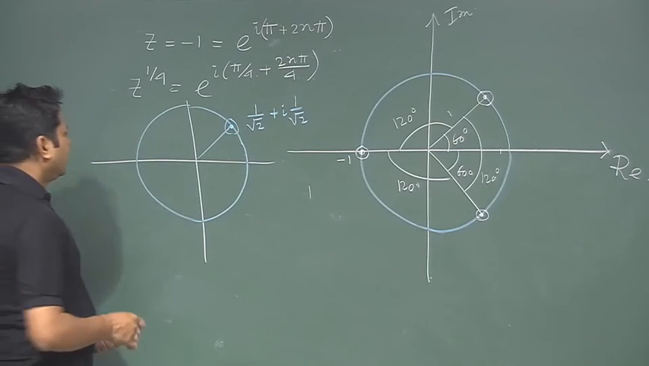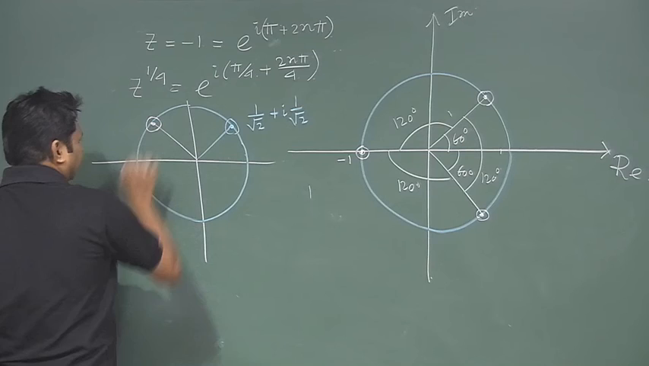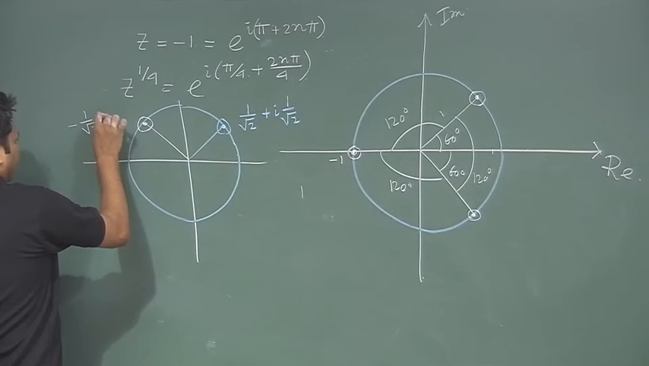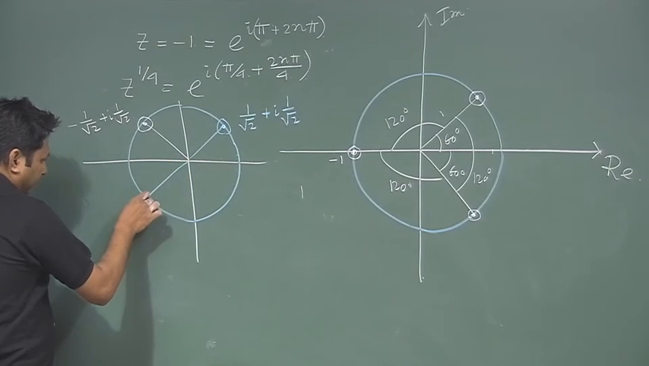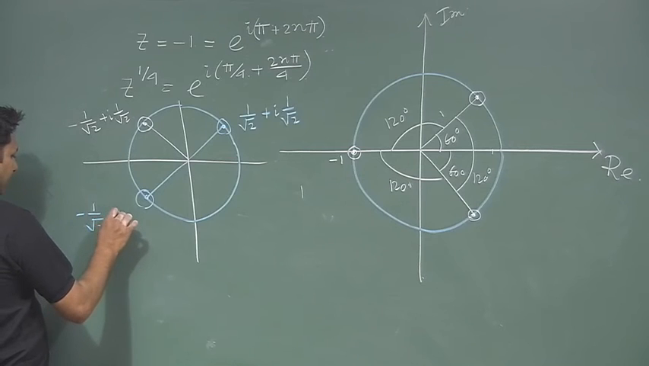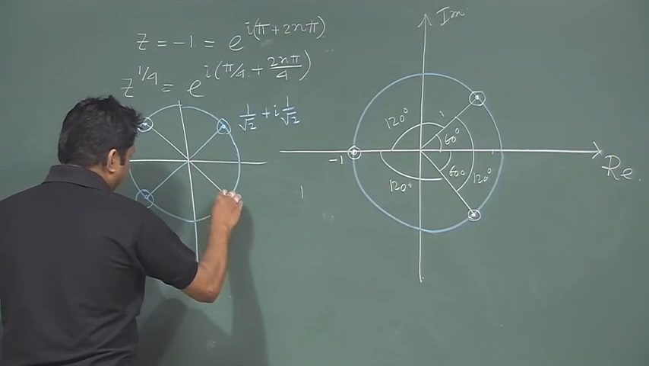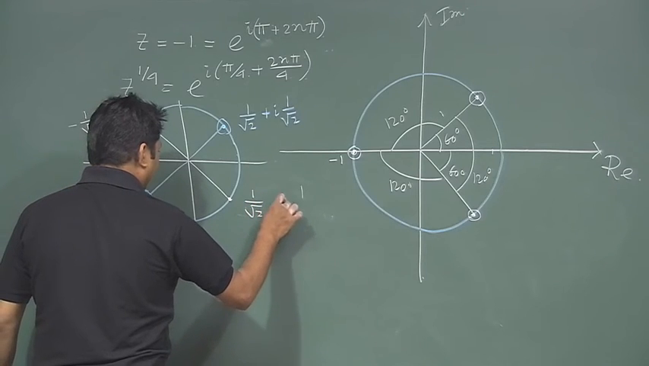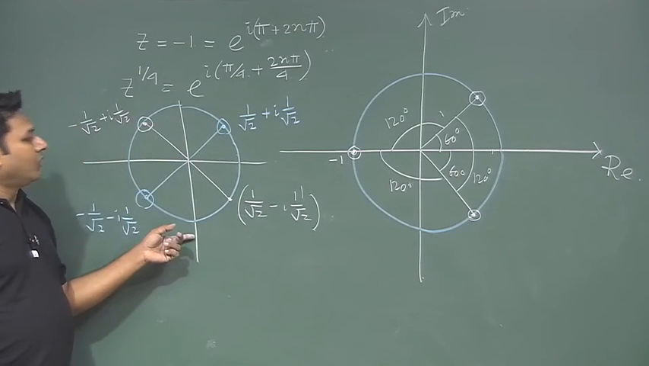If you calculate, then you will find that the next root will be here. The value will be, without doing anything, I can write the value minus 1 by root 2 plus i by root 2. Next value will fall here with both the things minus, and finally you will have the point here which is 1 by root 2 minus i times 1 by root 2. So, these will be the 4 roots of minus 1.